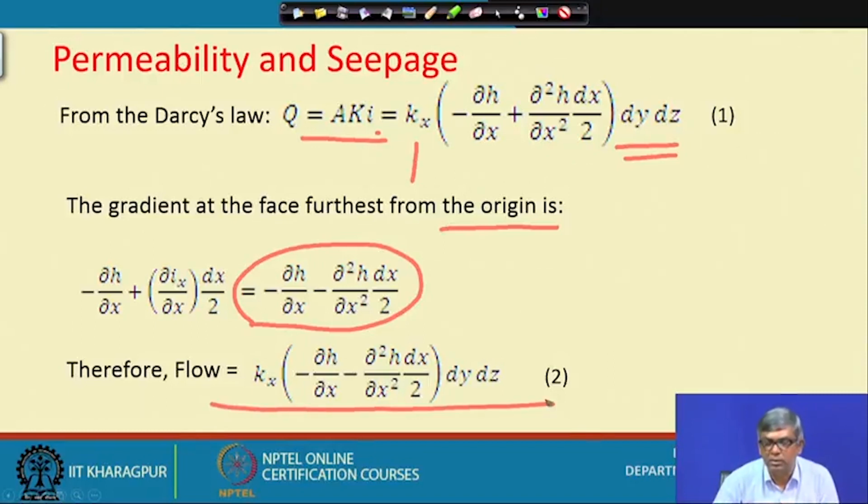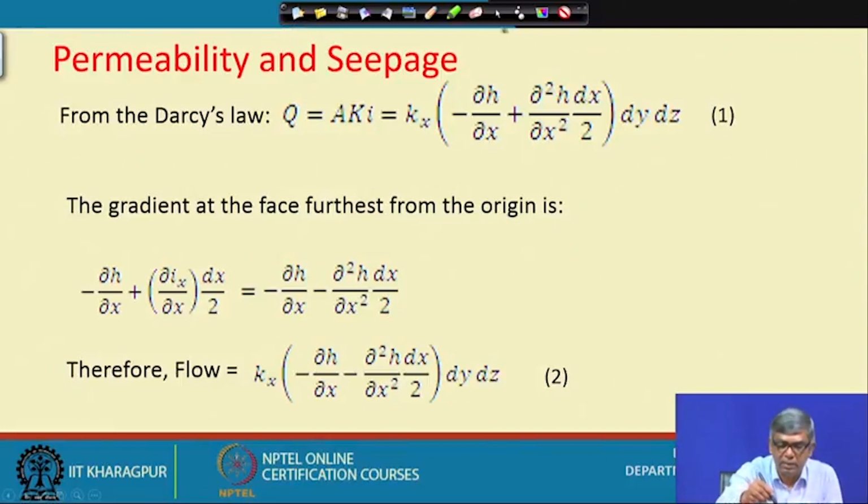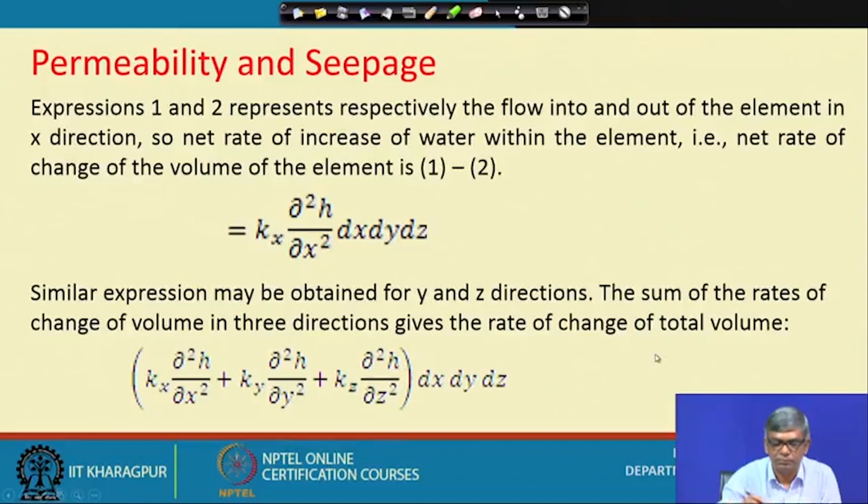So we have got equation 1 and equation 2: one is the flow at the nearest face and one at the farthest. That means expressions 1 and 2 represent respectively the flow into and out of the element in the x direction. So the net rate of increase of water within the element is nothing but the net rate of change of volume of the element, and that is 1 minus 2. If I do the previous equation 1 and equation 2, I will get this expression.